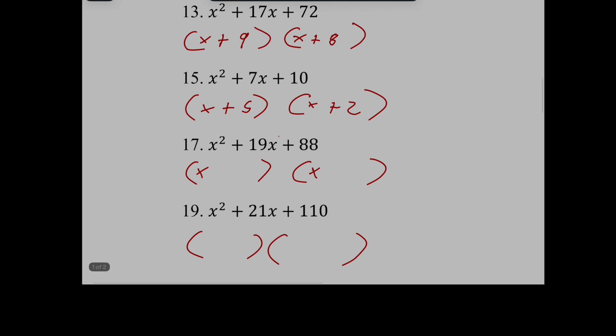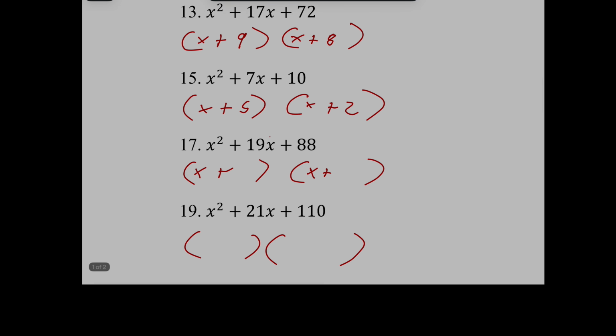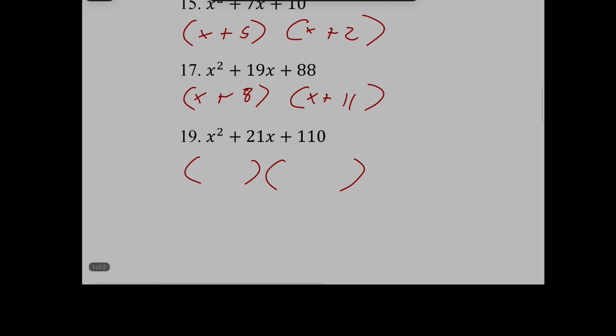Number 17, third term positive. Signs are the same. Take the sign of the middle. What multiplies to 88 and adds to 19? Well, that's a good question. It's probably going to be 8 and 11, and it is. 8 and 11, okay? And then the last one here on this row, oh man, they're giving us big numbers.